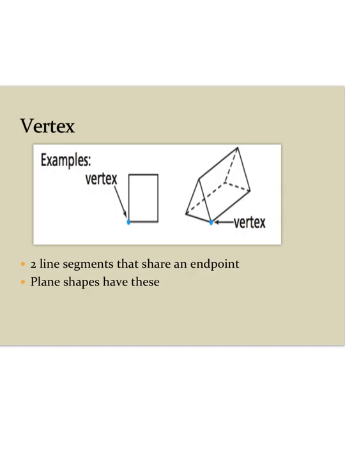A vertex is where two or more line segments share an endpoint. Notice my vertex right here. There's two line segments that meet, and notice my vertex right here. And we have three line segments that meet. Here are the line segments. This one, and this one. Three line segments.